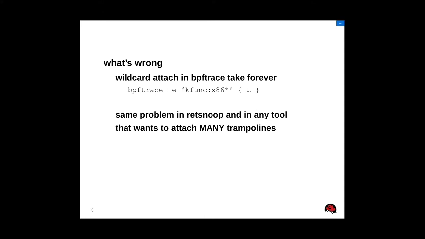So actually, what is the problem we are trying to solve? The problem is the attachment time if you want to attach multiple trampolines at a single time. For example, if you run tools like bpftrace and you specify kfunc, which is actually the fentry trampoline, and do the wildcard, and this wildcard resolves into thousands of functions, it can take really several minutes before the actual trace can start, because the attachment itself of those trampolines takes a really long time.